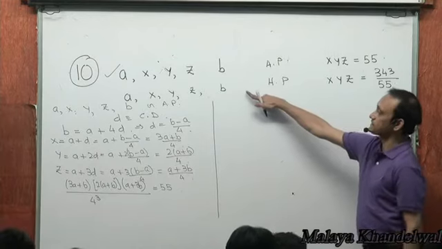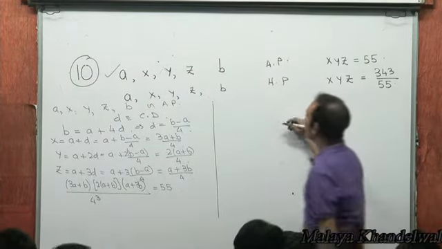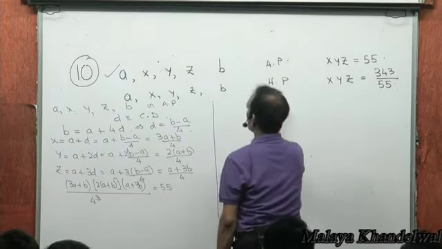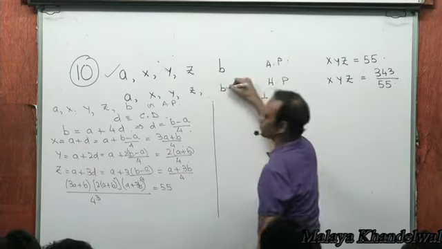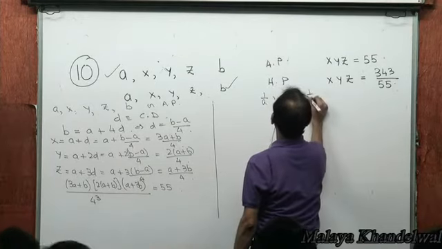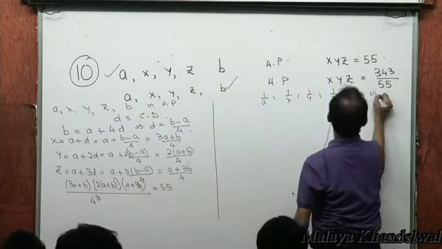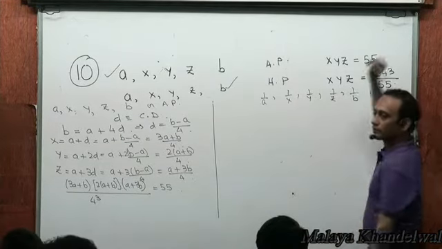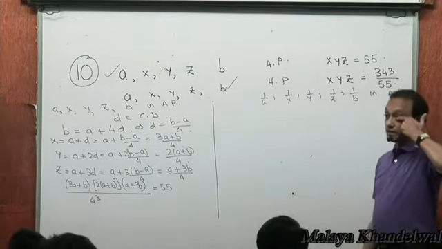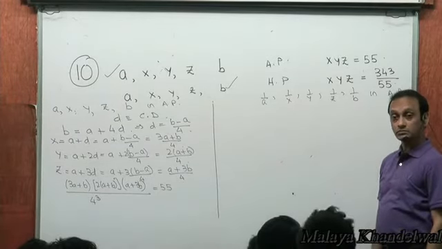Now look at this. These numbers are in HP. That means 1 by a, 1 by x, 1 by y, 1 by z, and 1 by b must be in AP. Right? Yes or no?